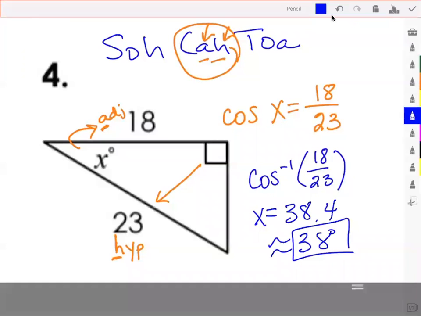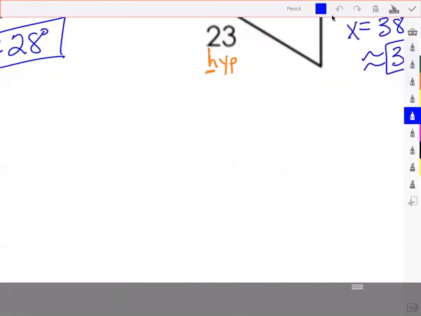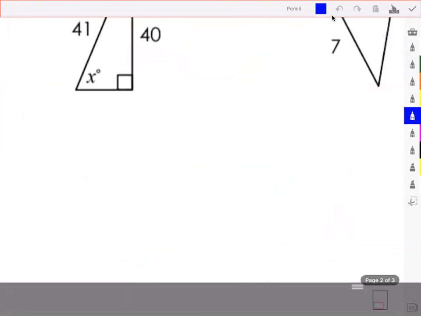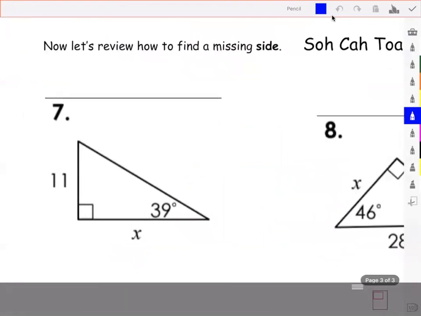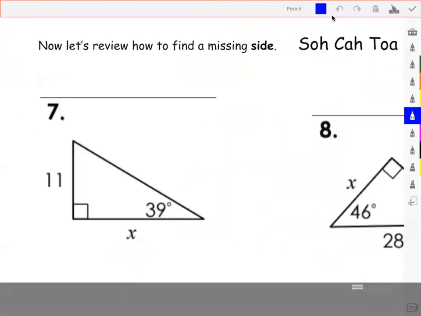All right, so on your practice in a minute, I think there's 4 or 5 where you're finding angle measures. So you're setting up the ratio and then using the inverse to find the angle. Then at the bottom, it has some review of what we've done the last couple of days. Moving forward, I'm going to try to mix them so that you get used to finding sides, finding angles, kind of going back and forth because you'll be tested with it mixed together.